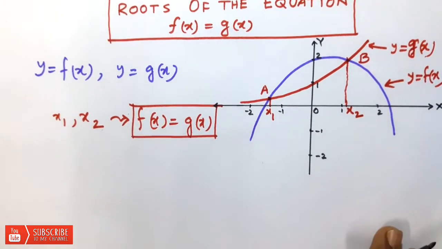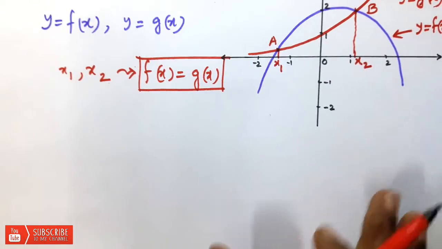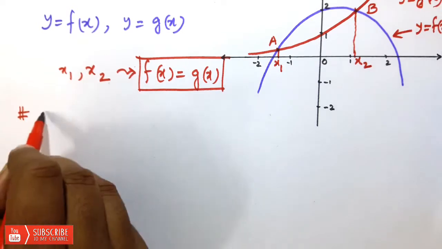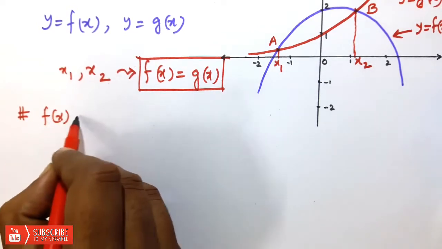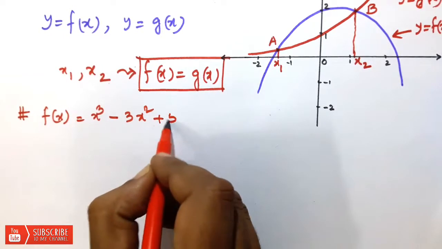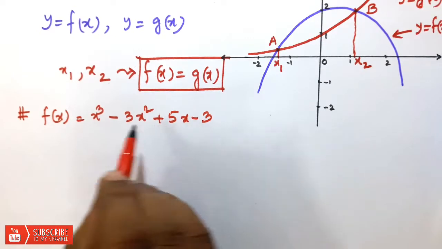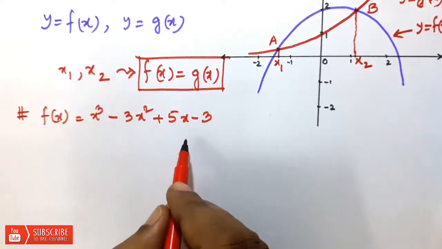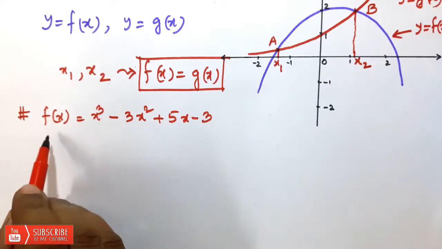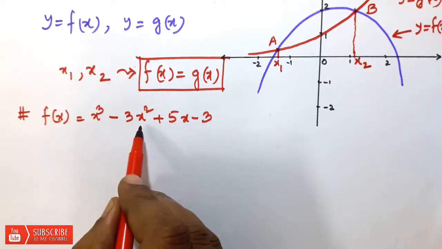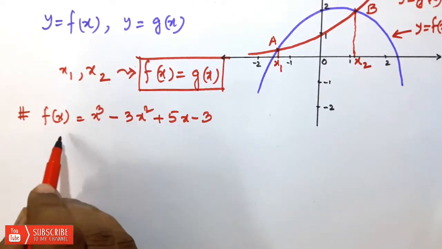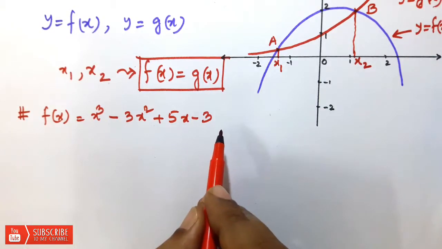Now I want to give an example which is very important and interesting also. Say f(x) = x³ − 3x² + 5x − 3. In how many points does this graph intersect the x-axis? Mind the question: f(x) = x³ − 3x² + 5x − 3. In how many points does this graph intersect the x-axis?